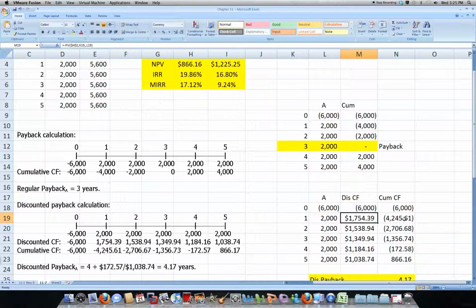Okay. Now to find our cumulative cash flow, we just add this cell and this cell to get negative 4,000.